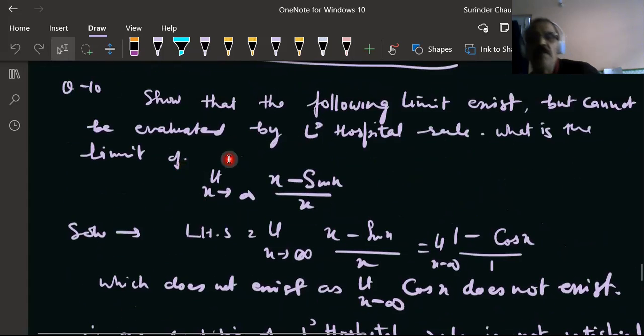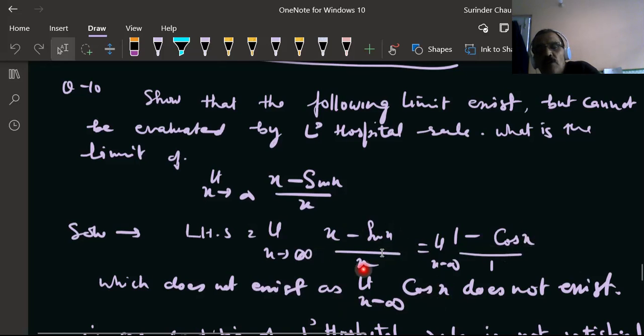Now we are given the limit as x goes to infinity of x minus sin x upon x. You can't apply L'Hopital here. If you place x by infinity, it's infinity minus sin infinity, which does not exist, so you can't say anything with it. If you directly apply L'Hopital, we get infinity upon infinity, and the derivative involves cos x at infinity, and you can't say the value of this.